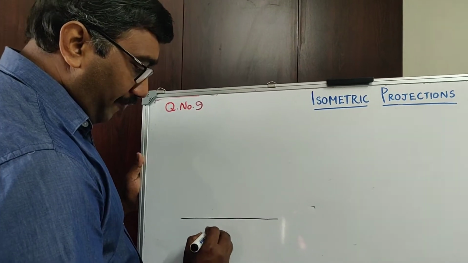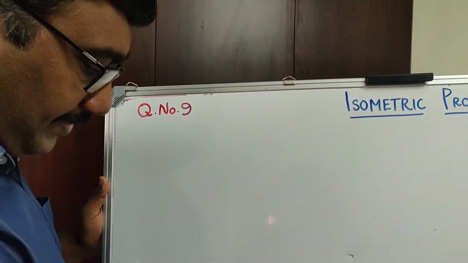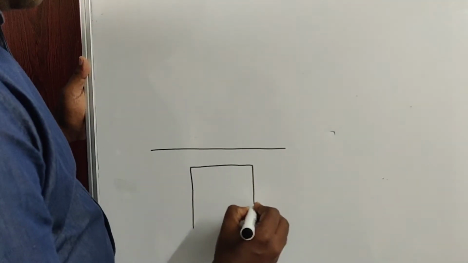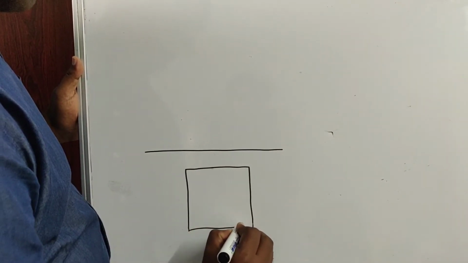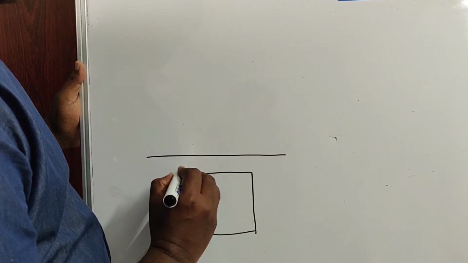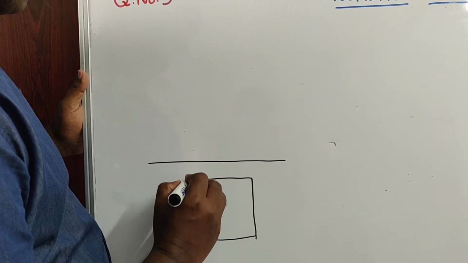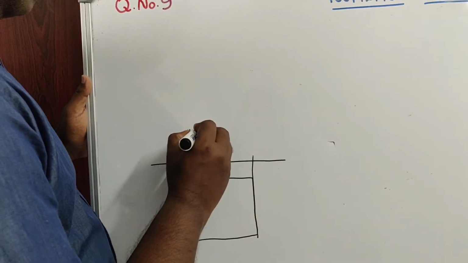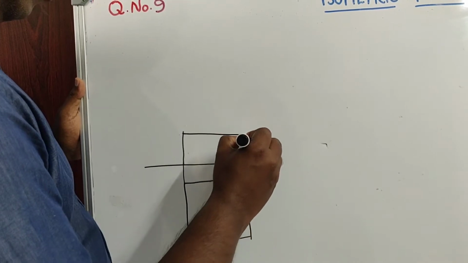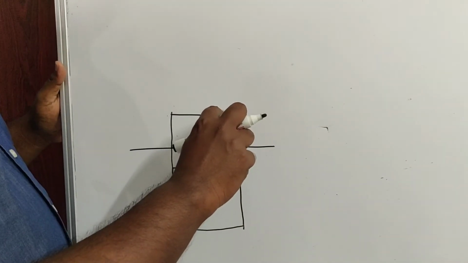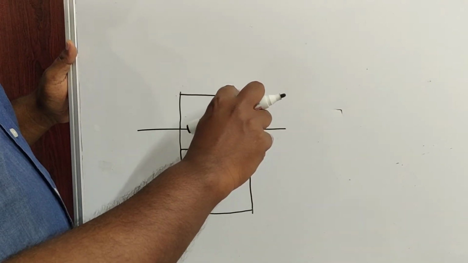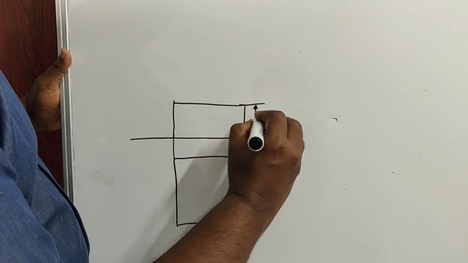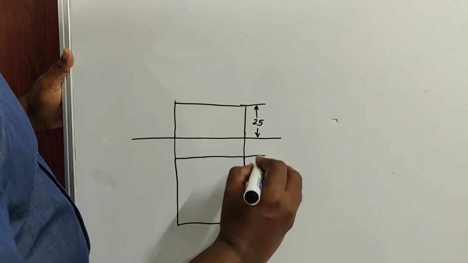The square slab is of base edge 40 mm. The thickness is only 25, or normally we are saying it as height. Since it is a slab, it is only of thickness 25 mm. This is 25 and this is 40.